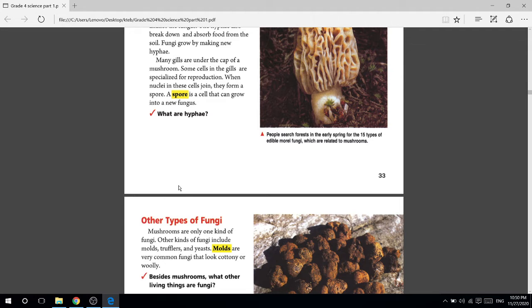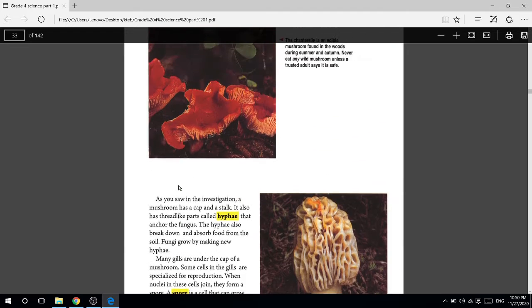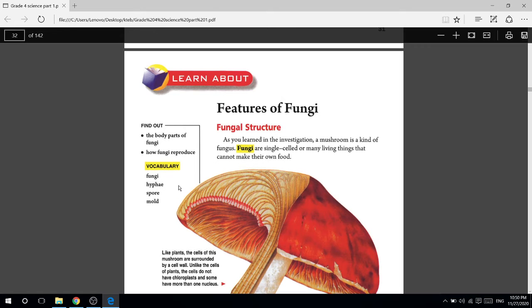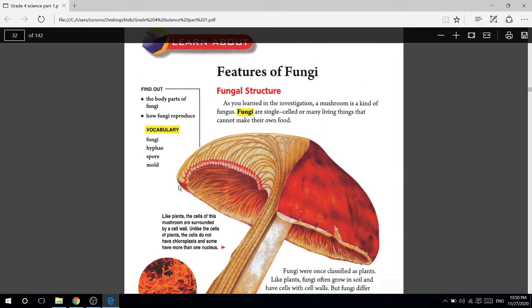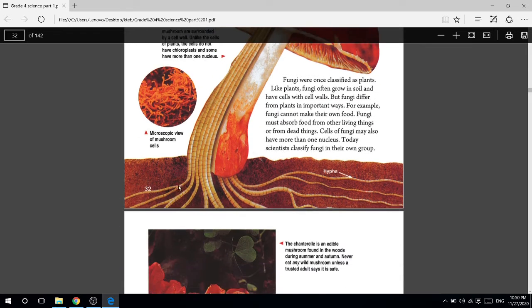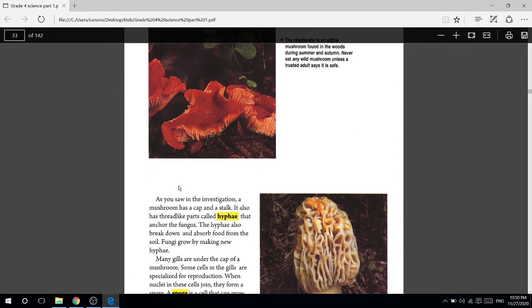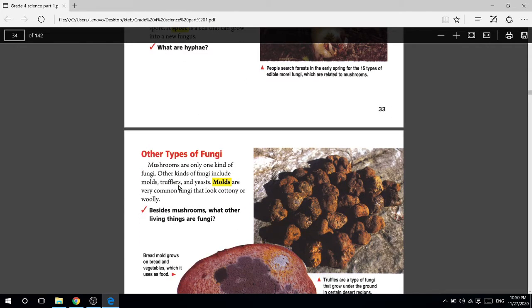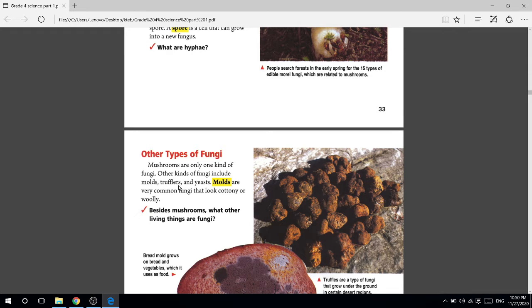Okay students, as you remember, in the previous lesson we talked about the fungi, what fungi are, and hyphae and spores. And today we will talk about other types of fungi. Are you ready students? Page 34, open page 34. We will start other types of fungi.